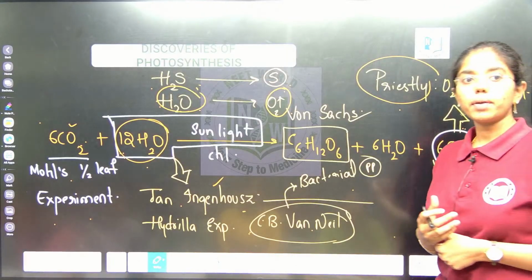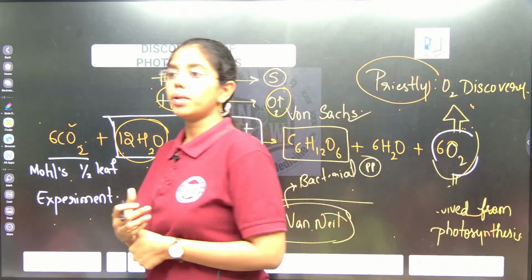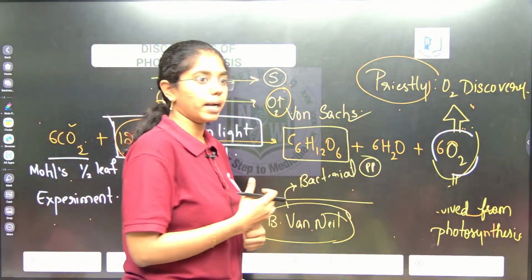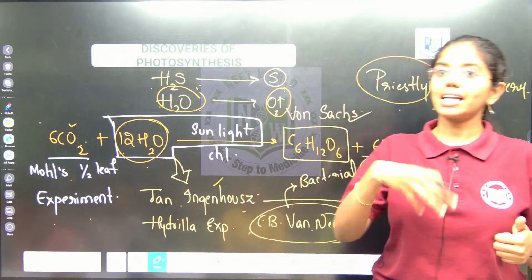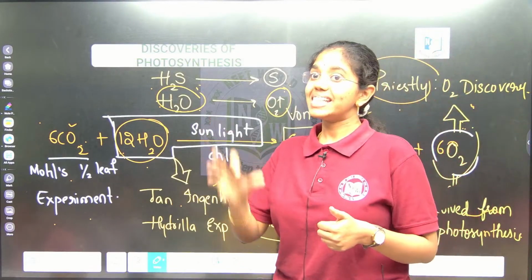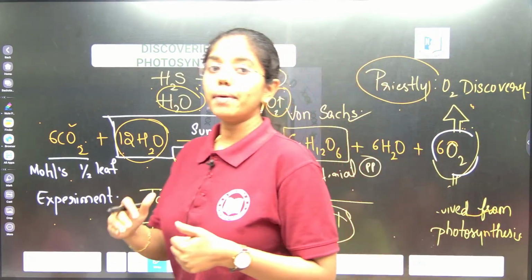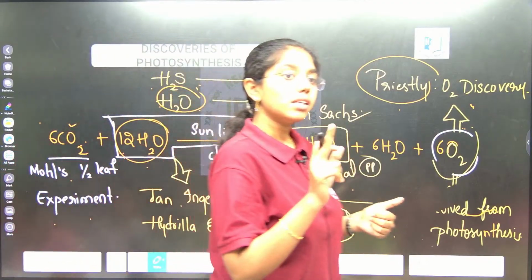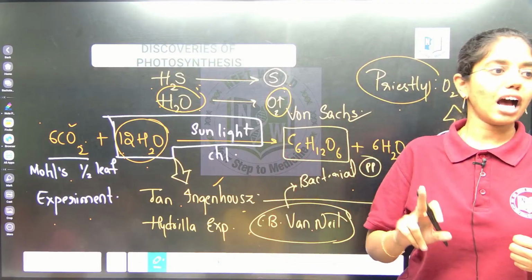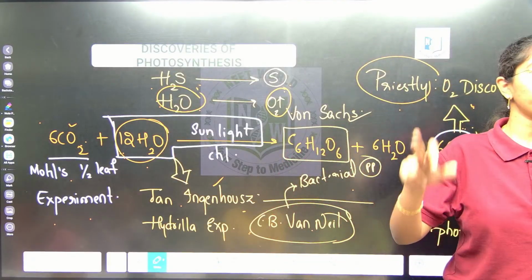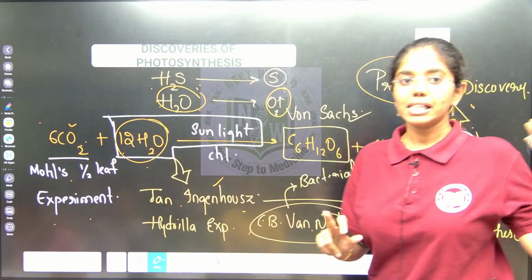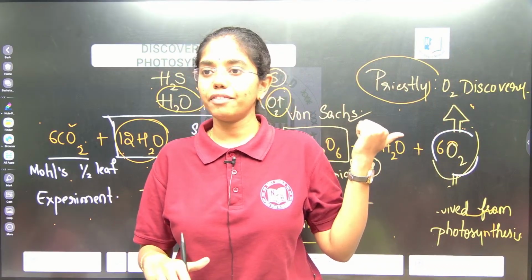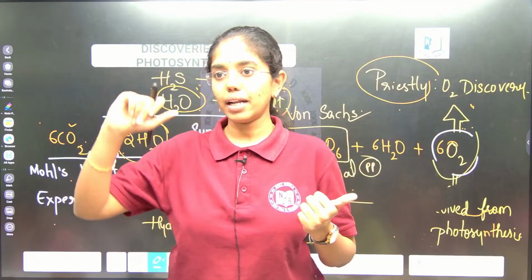Sit straight everyone. Carbon dioxide is essential for the process of photosynthesis, as shown by Moll's half-leaf experiment. Carbon dioxide and sunlight are essential for photosynthesis, by Jan Ingenhousz. Oxygen evolved from the process of photosynthesis, by Jan Ingenhousz itself. By what experiment? Hydrilla leaf experiment or inverted funnel experiment.